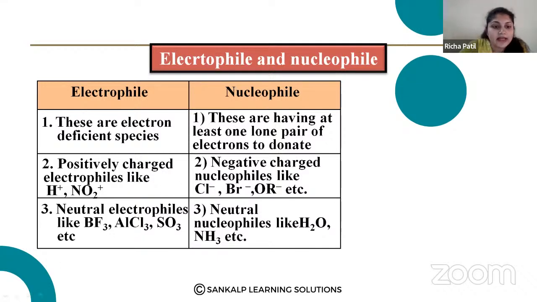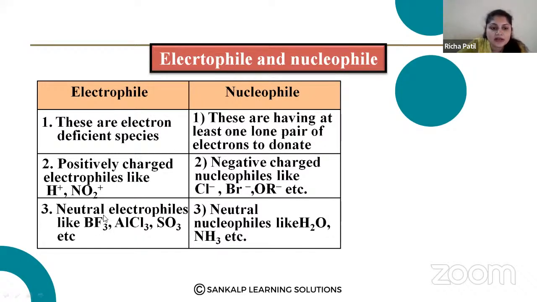Among electrophiles, positively charged electrophiles are present, that is H plus, NO2 plus. So these are the electrophiles. And what are nucleophiles? Cl minus, Br minus, OH minus. So these are examples of nucleophiles. These are negatively charged.